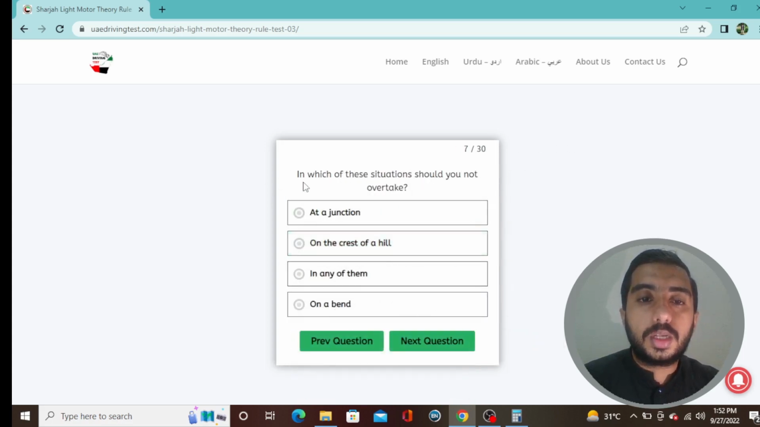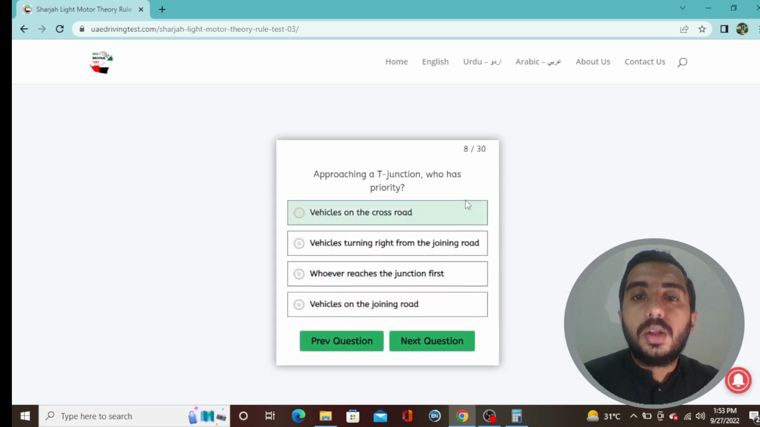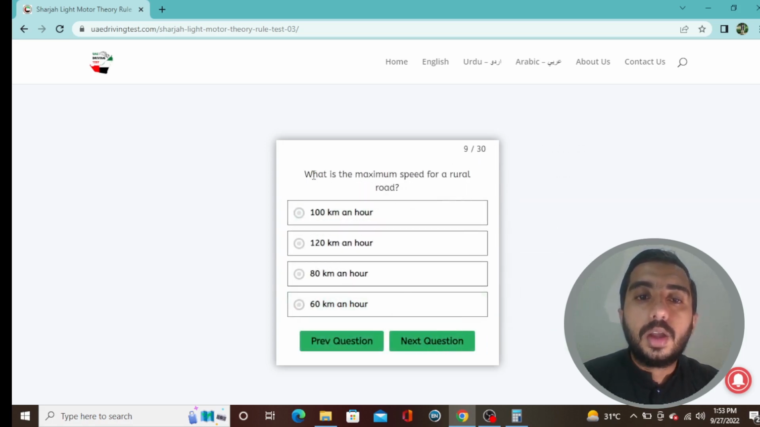Next question. Question number 7 is, in which of these circumstances should you not overtake? You need to not overtake at the junction, on the crest of the hill, on the bend. Option C is the correct one. Next question. Approaching a T junction, who has priority? Vehicle on the crossroad. Option A is the correct one. Next question. Question number 9 is, what is the maximum speed of the rural road? The maximum speed for the rural road is 100 km an hour. Option A is the correct one.